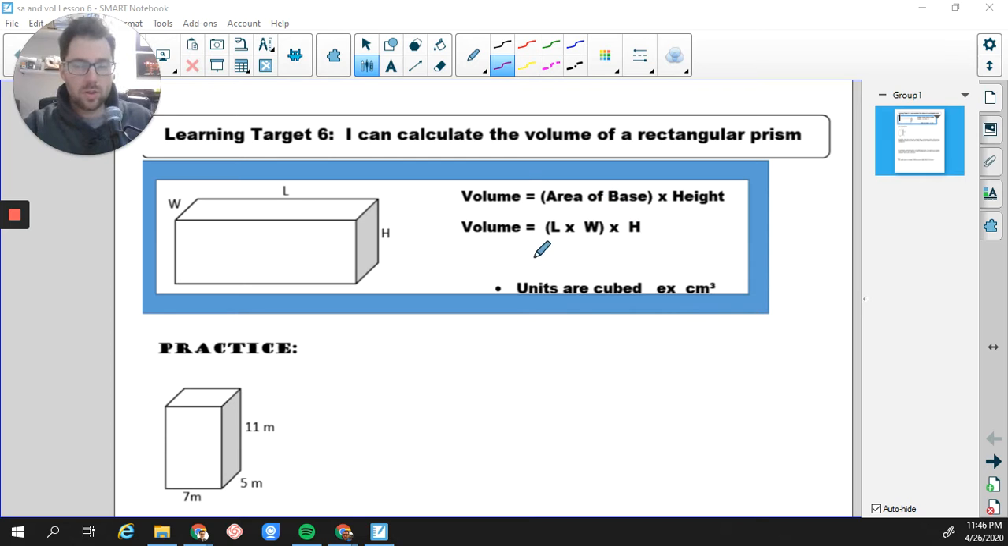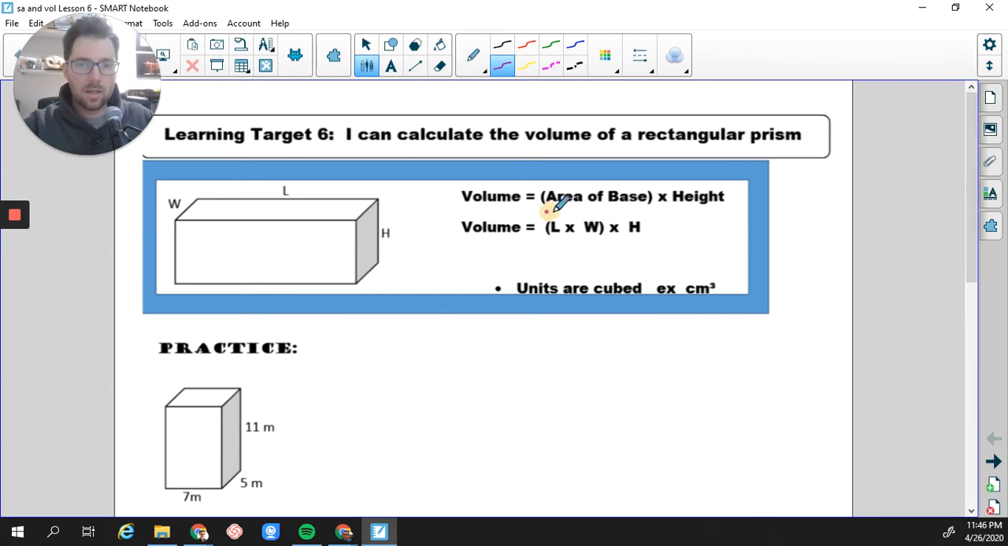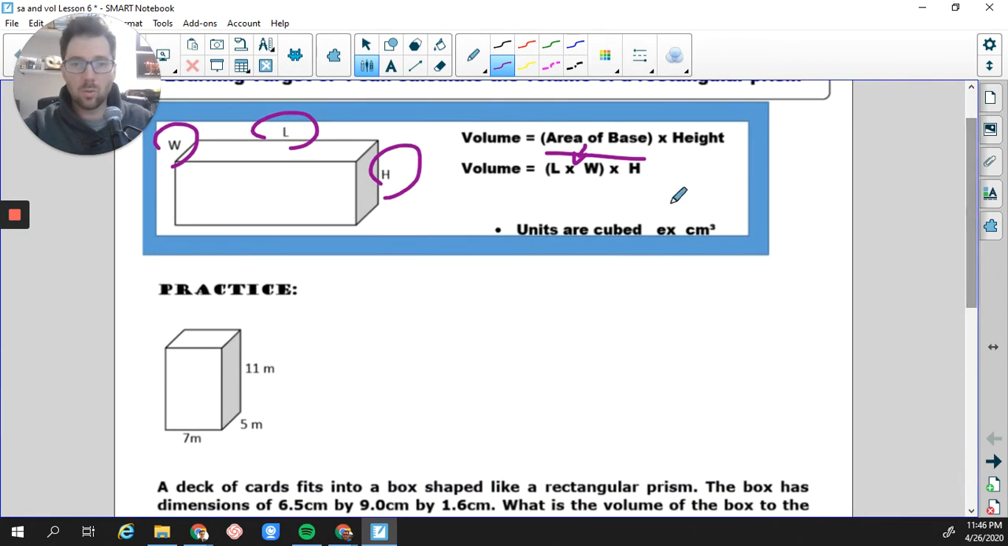So if you think about the last video that we watched, we said that the volume is equal to the area of the base times the height. Now, if we think back, the area of a rectangle is length times width. So all we're going to do when we're looking at the volume of a rectangular prism is calculate the length times the width times the height. Now you notice there's three measurements. So if we multiply the width times the height times the length, it's not really going to change anything that much.